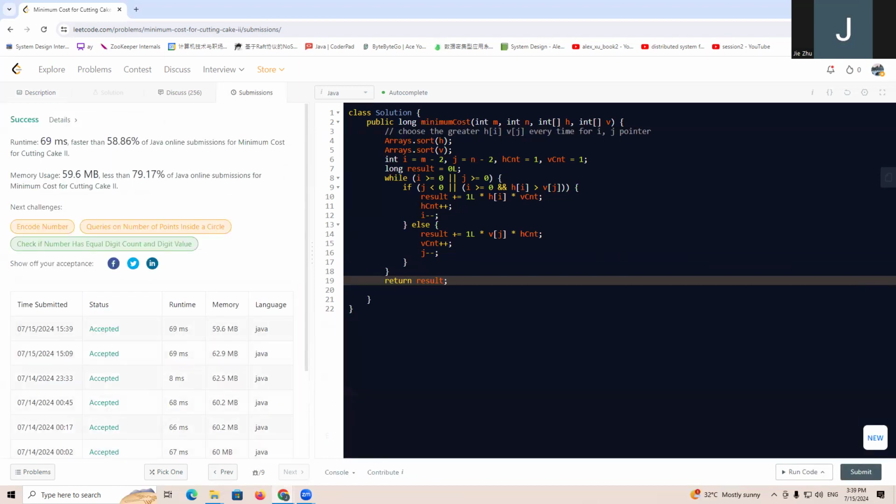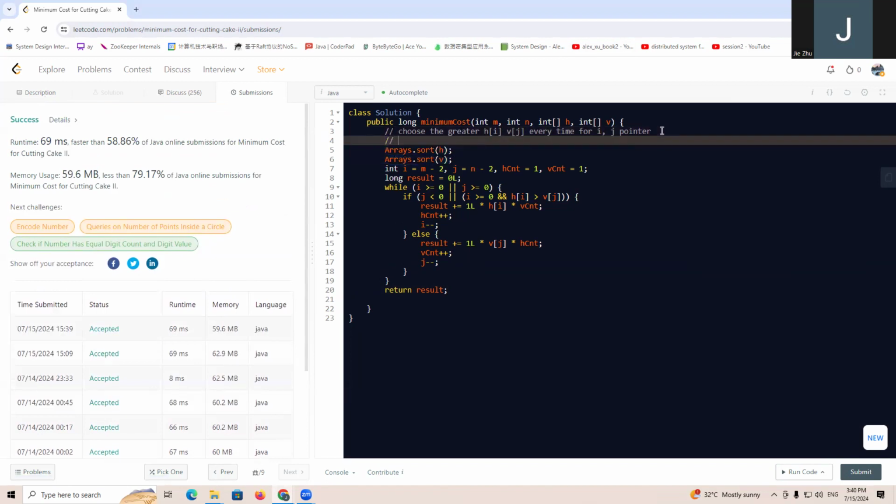Doing it like this, for the time complexity, there is a sort, right? So this is m log m, and this is n log n, right? And this is O of m plus n, right? So that is O of m log m plus n log n, and plus m plus n, right?